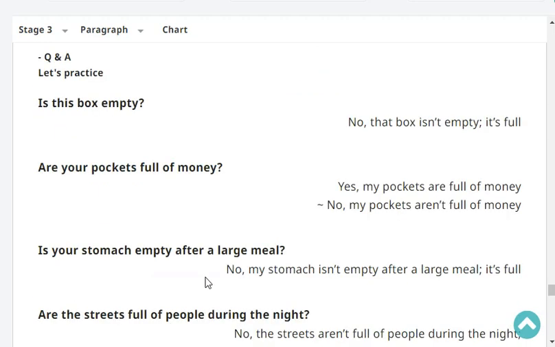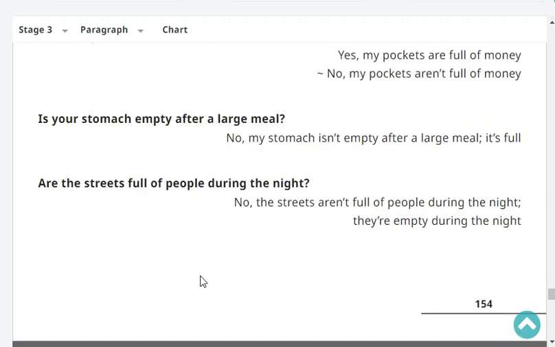Okay. Is this box empty? No, that box isn't empty. It's full. Are your pockets full of money? Yes, my pockets are full of money. Very good. Is your stomach empty after a large meal? No, my stomach isn't empty after a large meal. It's full.